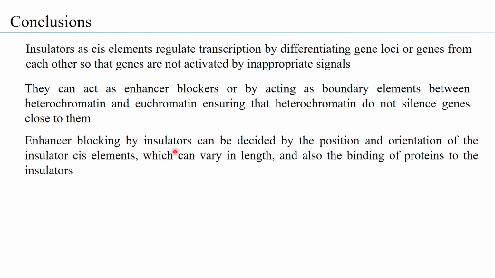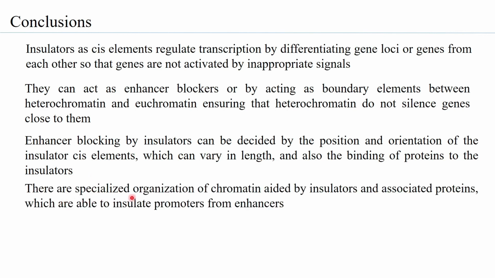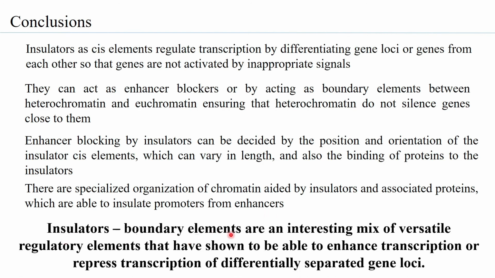Enhancer blocking by insulators can be decided by the position and orientation of the insulator cis elements, which of course can vary in length, and the binding of proteins to these insulators is also extremely important. There is a specialized organization of chromatin that is aided by the insulators and the associated proteins, which are able to insulate promoters from enhancers. So insulators and boundary elements are an interesting mix of versatile regulatory elements that have been shown to be able to enhance transcription or in certain cases repress transcription of differentially separated gene loci. Thank you.